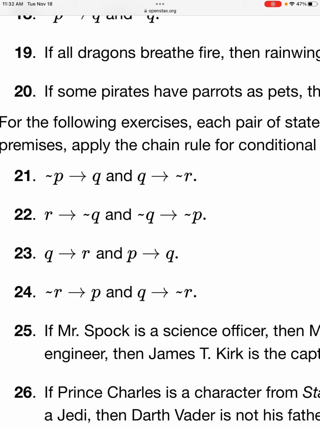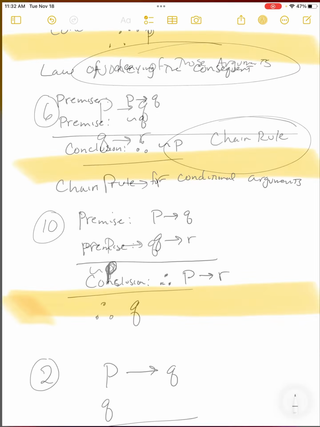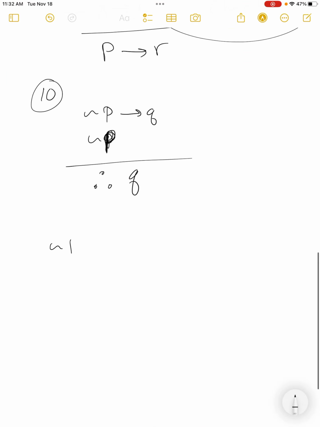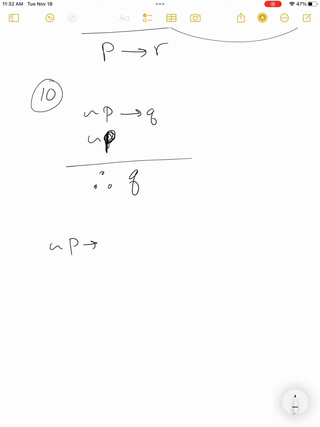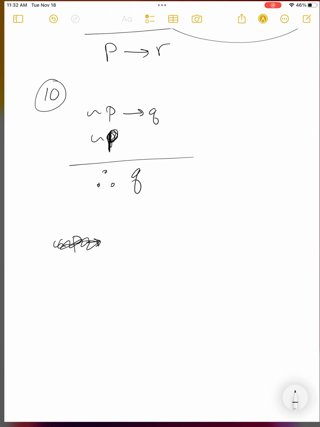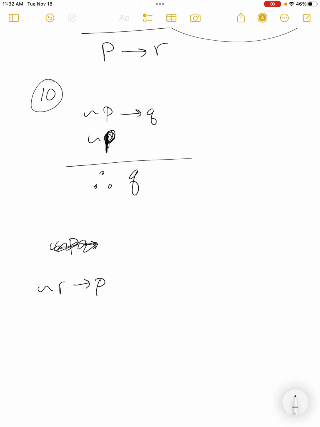Now, number 24 says the negation of R goes to P. Let's see if I can copy it. I don't think it likes these symbols, but we'll see what happens. Nah, it's not letting me copy. But the negation of R goes to P, Q goes to the negation of R. The negation of P goes to, am I remembering that right? Oh, the negation of R goes to P. So, that was number 24. The negation of R goes to P, and Q goes to the negation of R.